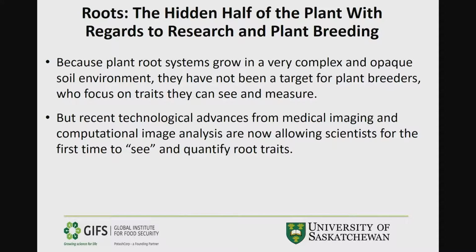The focus of my research, as I said, is roots. Roots are, as Morris mentioned in his talk just before me, really considered the hidden half, particularly when it comes to plant breeding. Because roots grow in a very complex and opaque environment, there has been less research done on roots because they're harder to study. But even more importantly, there's been almost no plant breeding because plant breeders have to be able to see what they're going to breed for, what they're going to phenotype for.